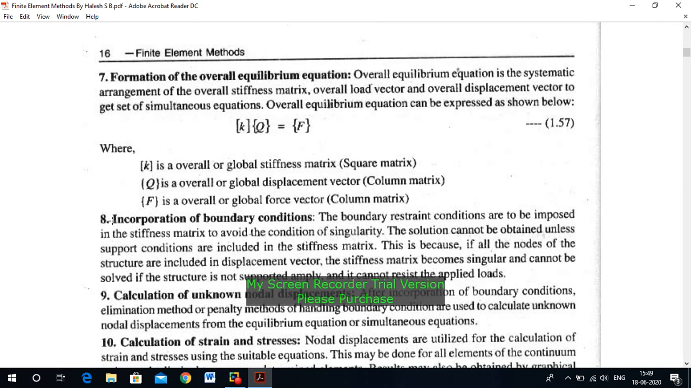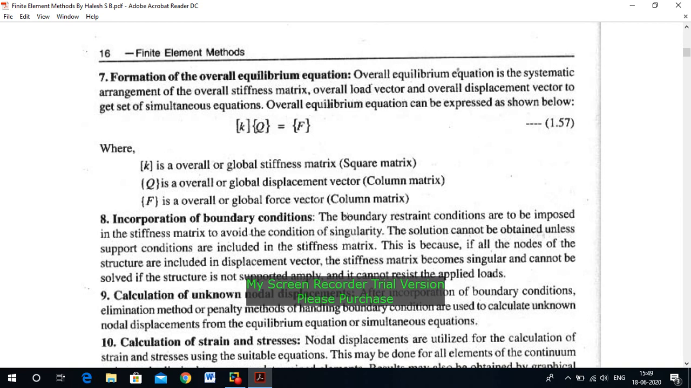Okay, and next, the eighth step is incorporation of boundary conditions. Here we apply the boundary conditions for the complex divided problem. If any force is not acting or a node is fixed, we can take that boundary condition as 0.